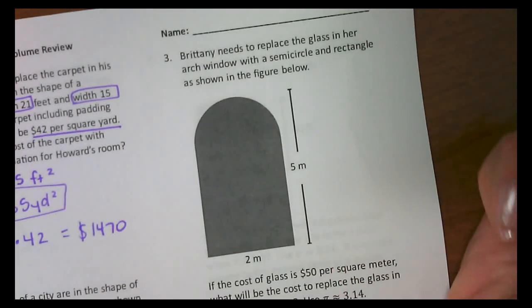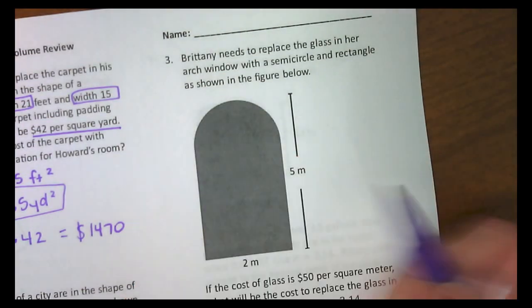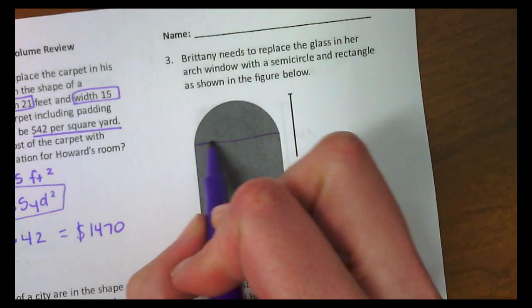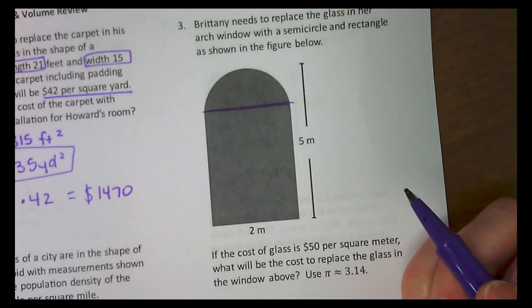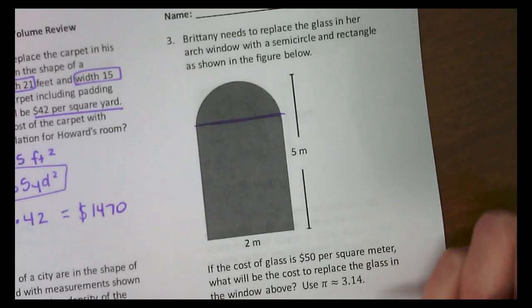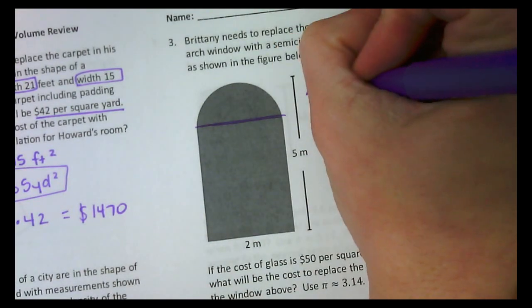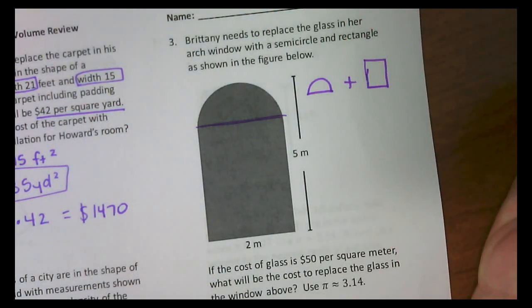Number 3, Brittany needs to replace the glass in her arch window with a semicircle and a rectangle as shown in the figure below. So we want to keep in mind that we've got a rectangle and a semicircle. If the cost of the glass is $50 per square meter, what will be the cost to replace the glass in the window above? So I want to do the two shapes separately, right? A semicircle plus a rectangle.